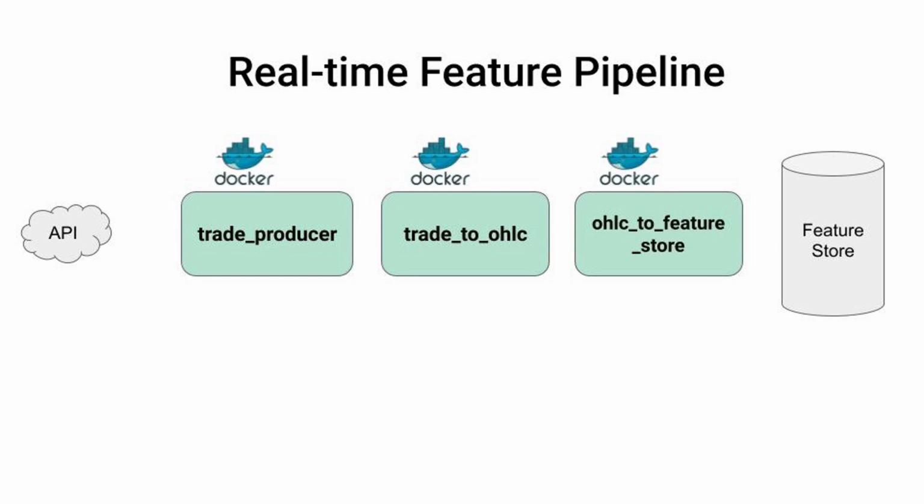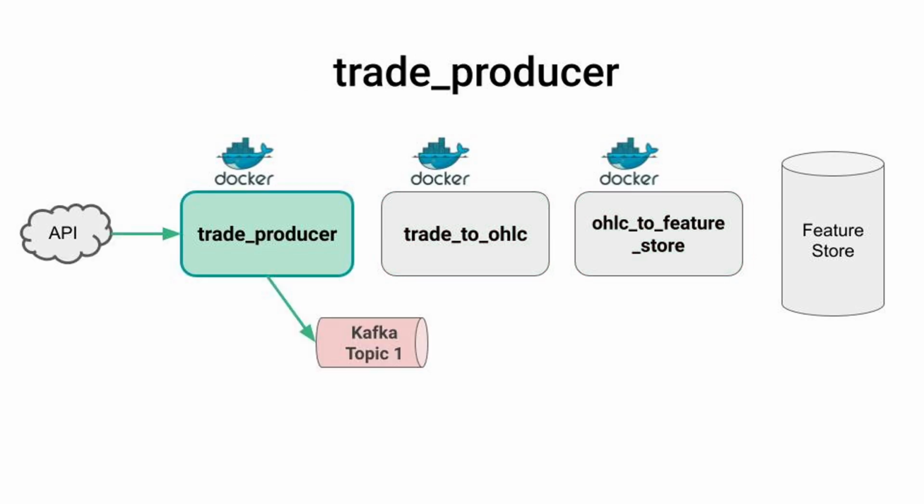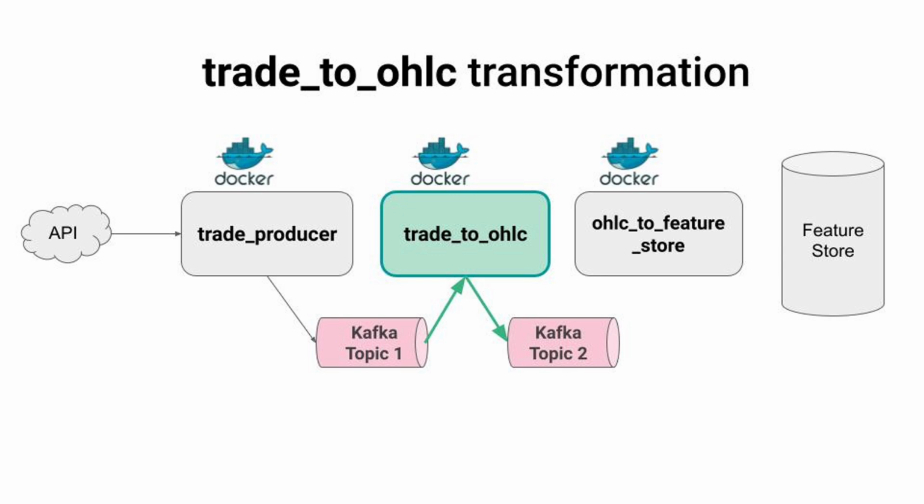Let's go through a step-by-step example. Let's develop, build, and run a real-time feature pipeline locally with the help of Docker Compose. Our real-time feature pipeline has 3 steps. There is a trade producer that connects to the Kraken API and saves this raw trade into a Kafka topic. There's a second step, which transforms these raw trades into so-called 1-minute candles and saves them into another Kafka topic.